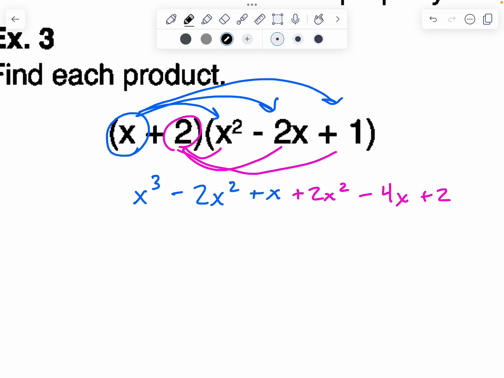And then I'm going to take my like terms and combine them. So I have 1x to the third power. Those cancel. Minus 2x and plus 2x squared cancel. We have x and minus 4, so minus 3x plus 2.